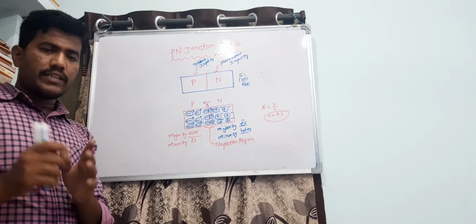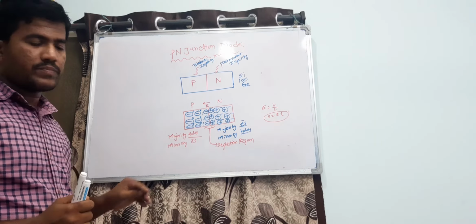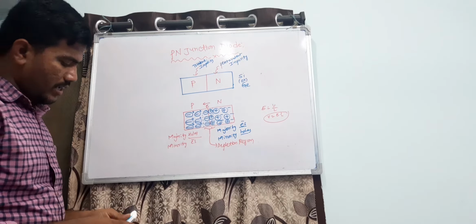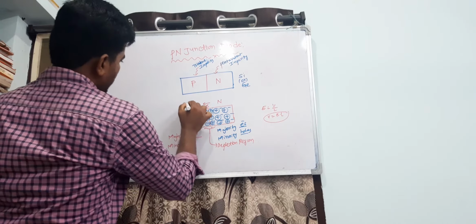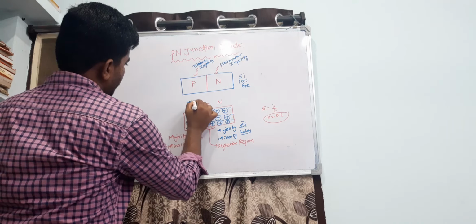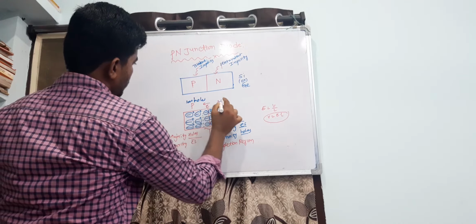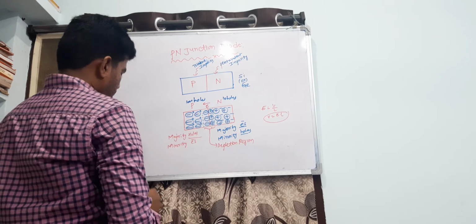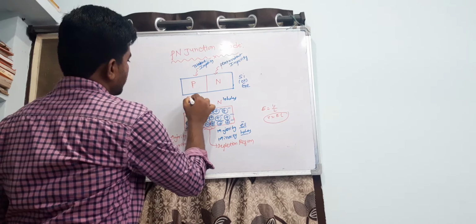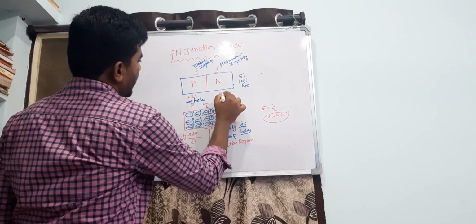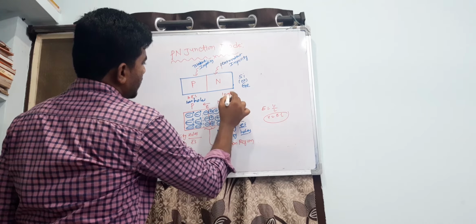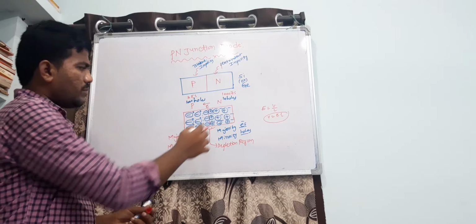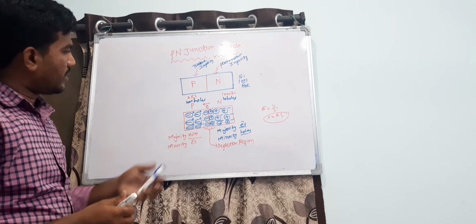In the open circuited condition, what happens you will see. Due to the gradient in concentration, I am assuming that 1000 holes are here and 10 holes here, 10 electrons here and 1000 electrons here. This is n-type semiconductor and this is a p-type semiconductor.